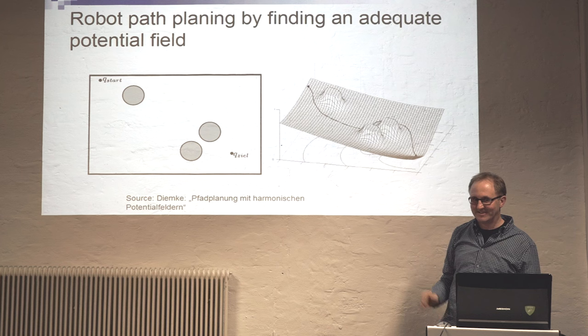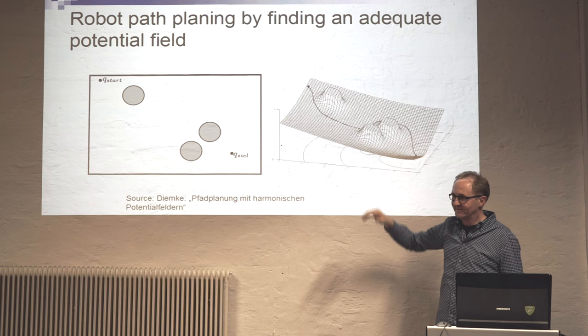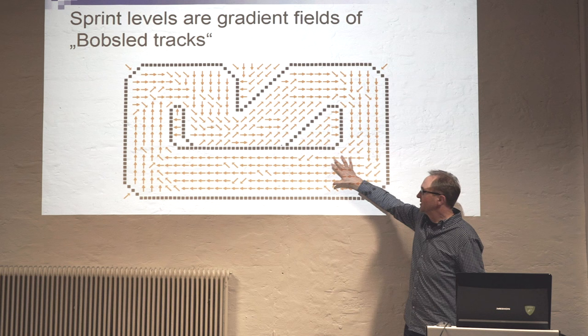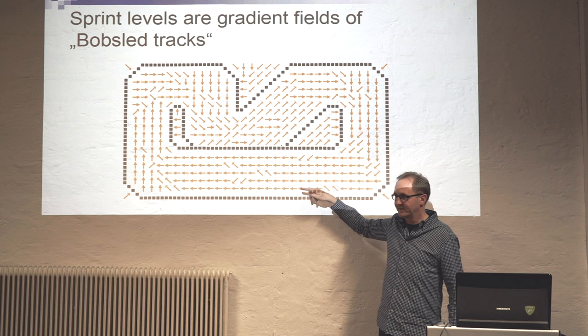So in robotics, you try to find such a potential field to drive the robot from the start to the target. So let's apply that now to our sprint game. If you look at that sprint game and you interpret it now as a gradient field, remember that the arrow then shows you where it goes downhill.